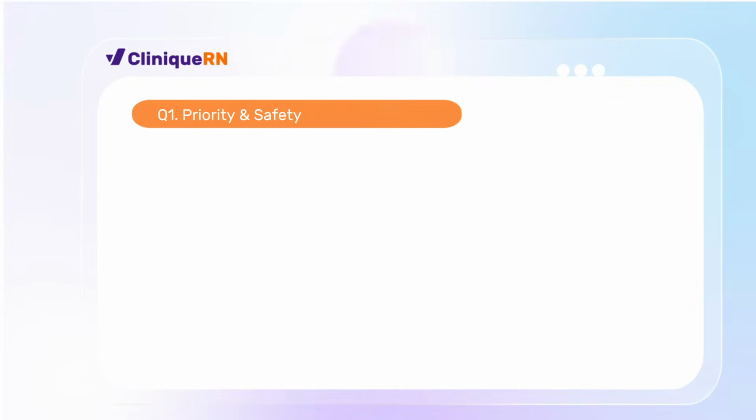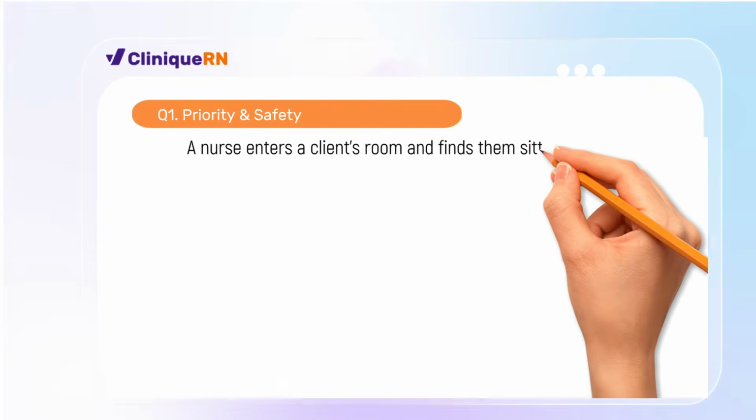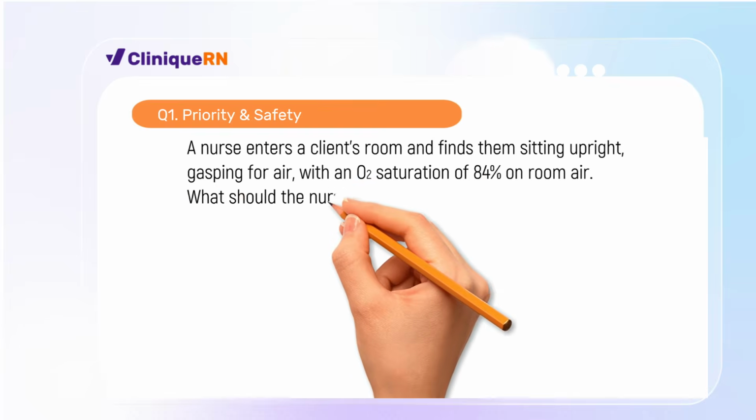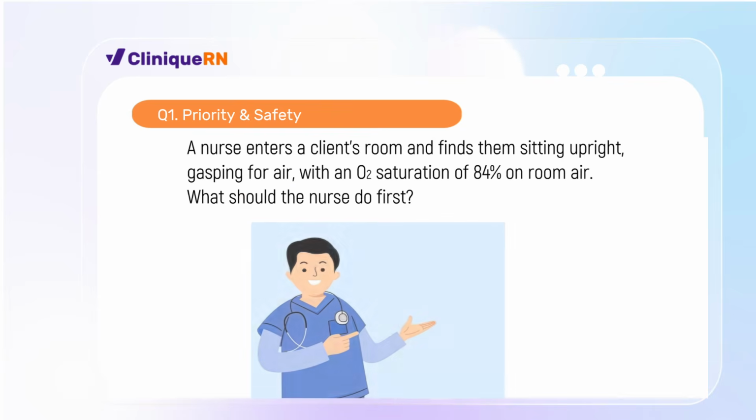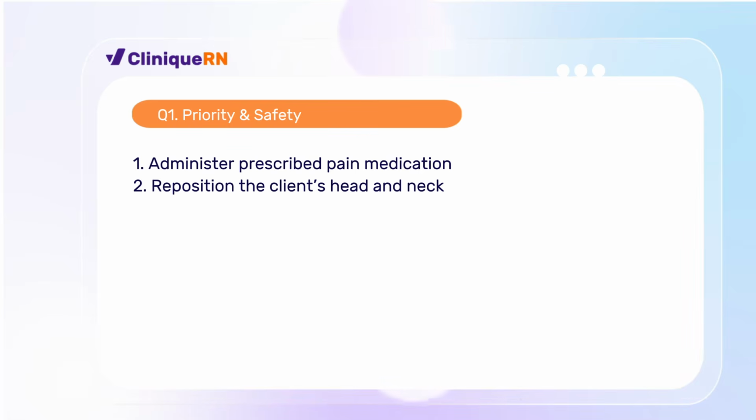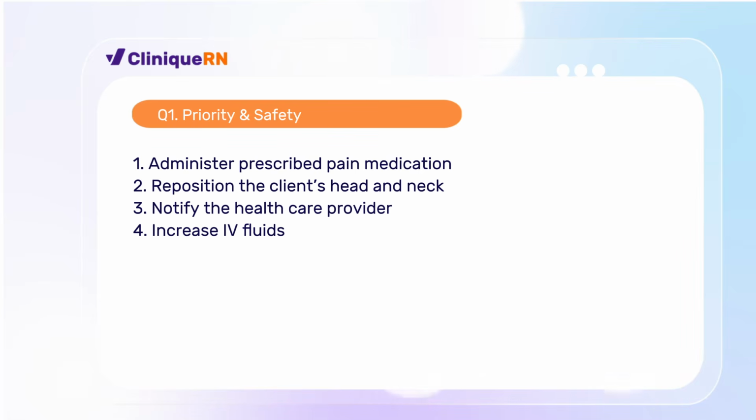Question 1. Priority and safety. A nurse enters the room of a post-operative client who is restless, has an O2 saturation of 88%, and is complaining of difficulty breathing. What is the nurse's priority action? 1. Administer prescribed pain medication. 2. Reposition the client's head and neck. 3. Notify the healthcare provider. 4. Increase IV fluids.